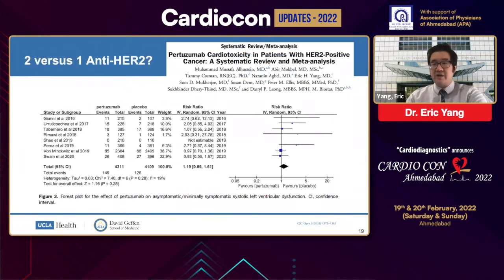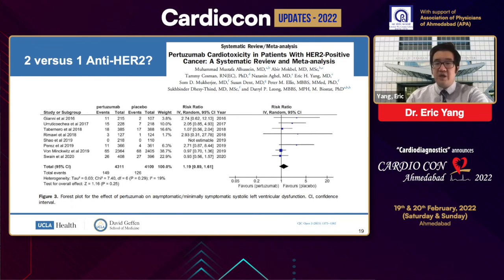So this was a meta-analysis that we performed also with Dr. Daryl Leong at McMaster University, who was leading this study, a meta-analysis of approximately 8 high-quality randomized controlled trials looking at pertuzumab versus placebo. And one of the endpoints we looked at was whether or not pertuzumab had an effect on asymptomatic or minimally symptomatic systolic left ventricular dysfunction.